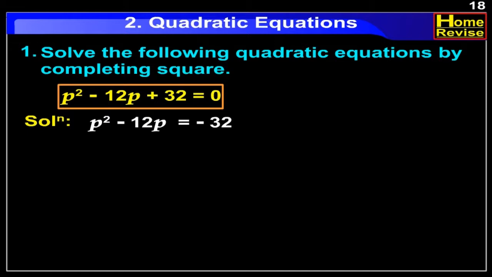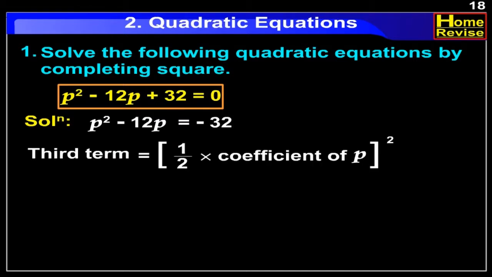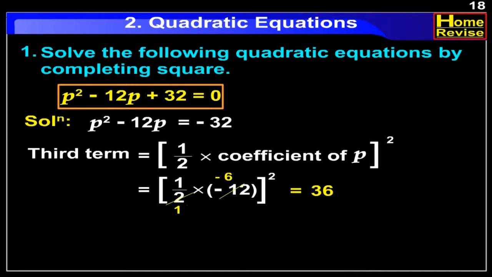Now, we will make LHS a perfect square by using third term is equal to half into coefficient of p whole bracket square, is equal to half into minus 12 whole bracket square. 2 ones are 2, minus 6 are minus 12. And minus 6 whole square is equal to 36.